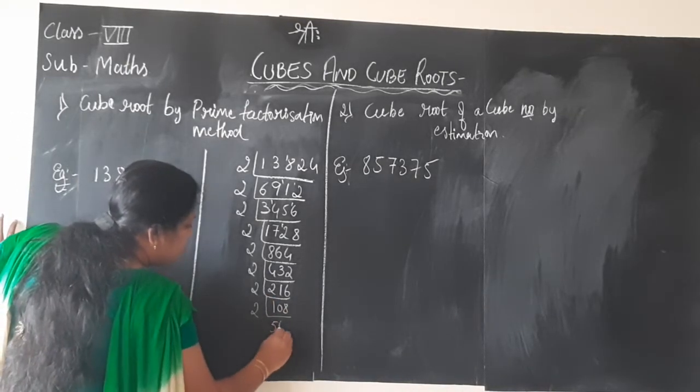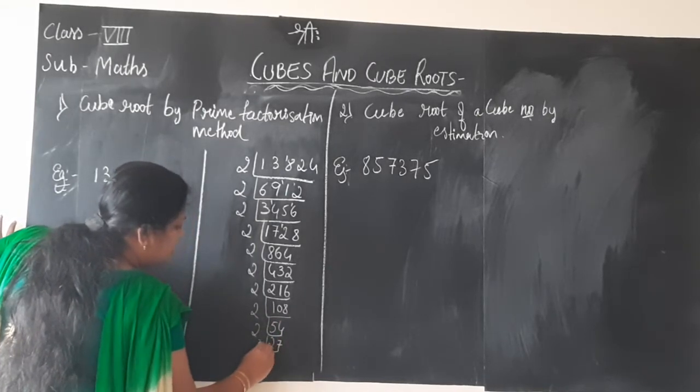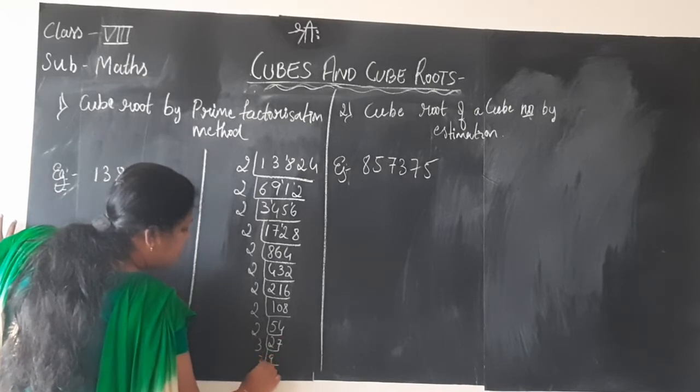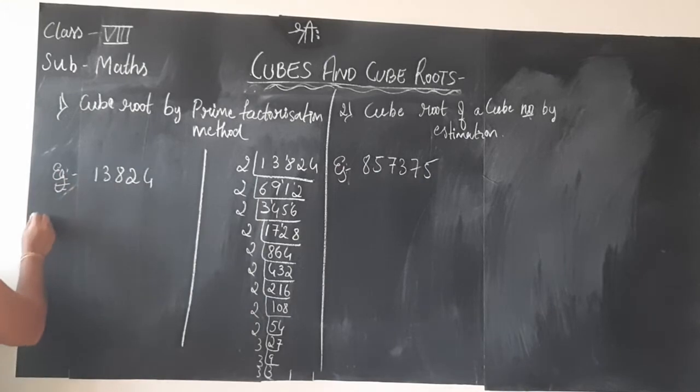2 5s are 10, 2 4s are 8, 2 2s are 4, 2 7s are 14. 27 came, so I start with table 3 now. 3 9s are 27, 3 3s are 9, 3 1s are 3.